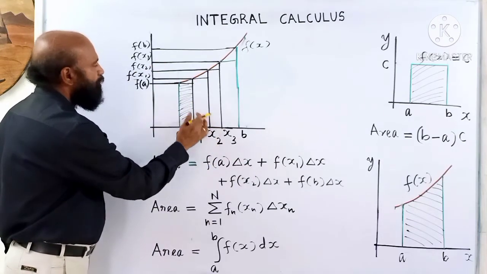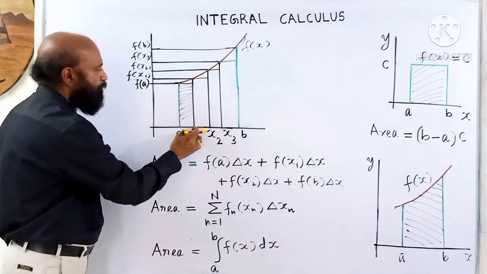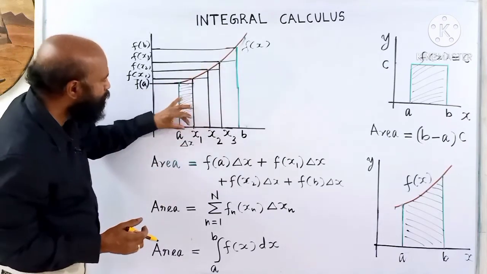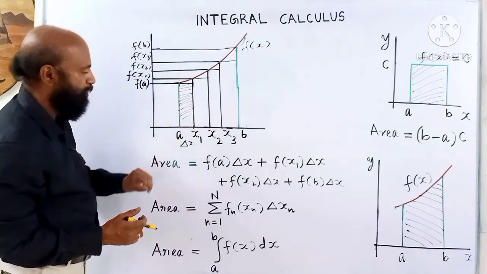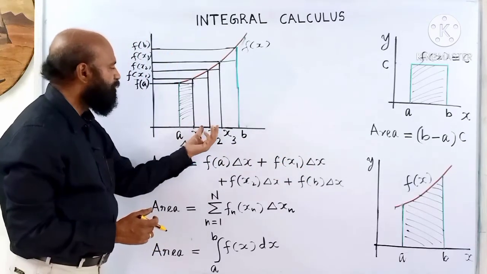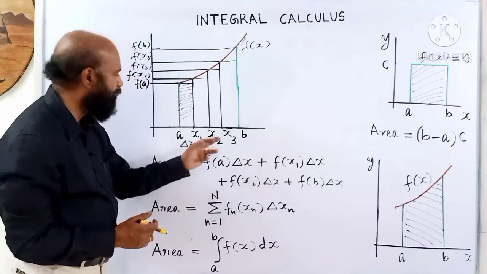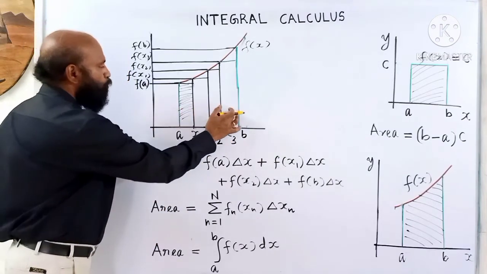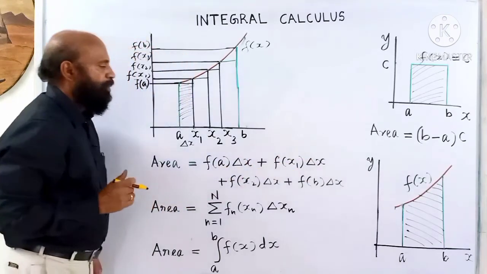Next, here it is x1. This is x1. This is f of x1. The y coordinate is a function of x. So this is x1, then the y coordinate is f of x1. Then this breadth is delta x. Then for this, f of x2 delta x. Then the last one, f of b delta x. So it is 1, 2, 3, 4 rectangles.